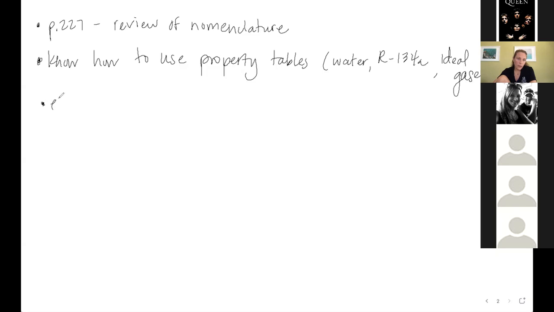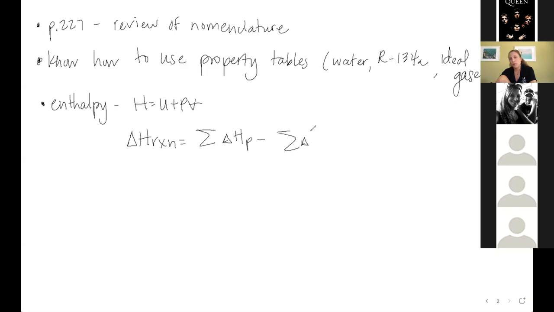For enthalpy, this equation is given in the equation sheet, but you need to know this equation: the change in enthalpy of reaction is equal to the summation of the change in enthalpy of the products minus the summation of the change in enthalpy of reactants. This is not on the equation sheet. You need to know this.